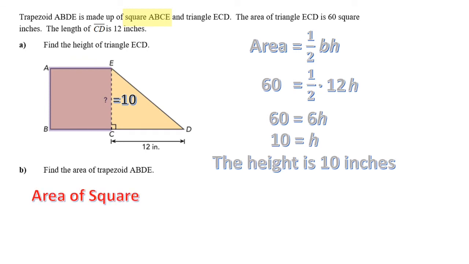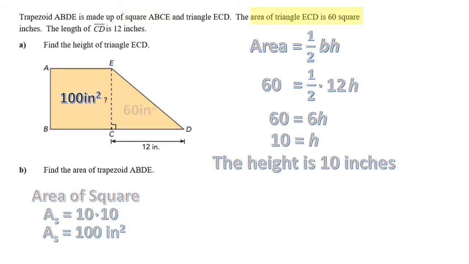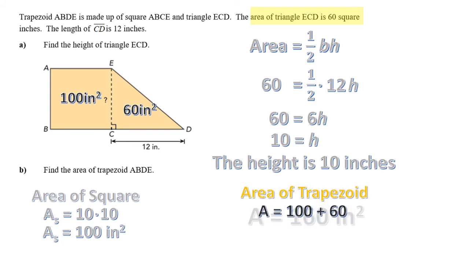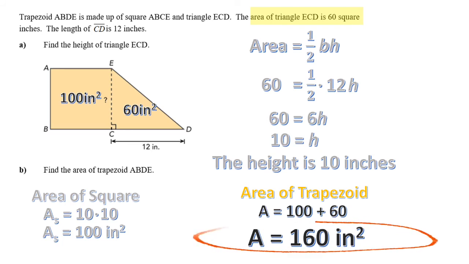So the area of the square, we already figured out that the side of the square is 10. So 10 times 10 would be 100 square inches for the square. And then again, they already told me in the problem that the triangle's area was 60 units squared. So I'm just simply going to add those two things together to find the area of the trapezoid, and it ends up being 160 inches squared. Now, had you done the trapezoid formula, you would have had to do 10 plus 22, those are your two bases, and then times 10 and half of that. You'd have to use your trapezoid formula, but I thought this would be easier.